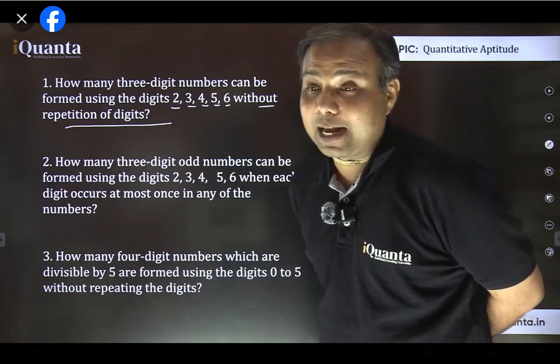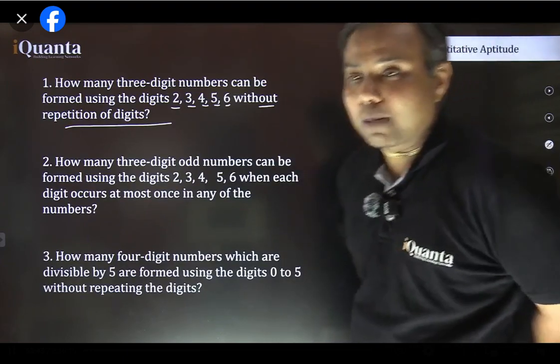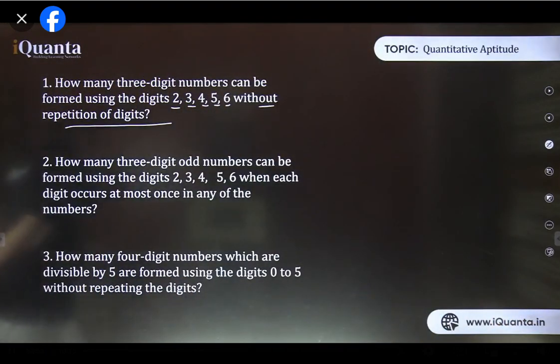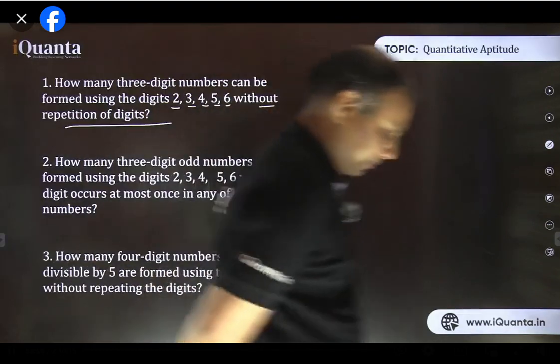How to answer this now? Yes, it is arrangement. Now order matters, right? Yes, Arno has already come up with the answer. 5 into 4 into 3. Good. It is 5 into 4 into 3.